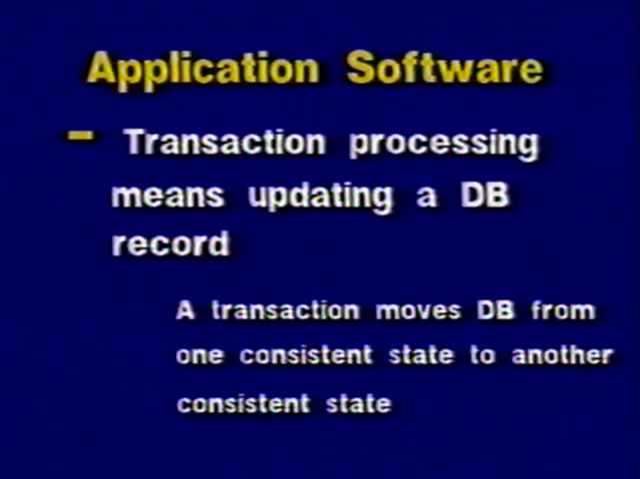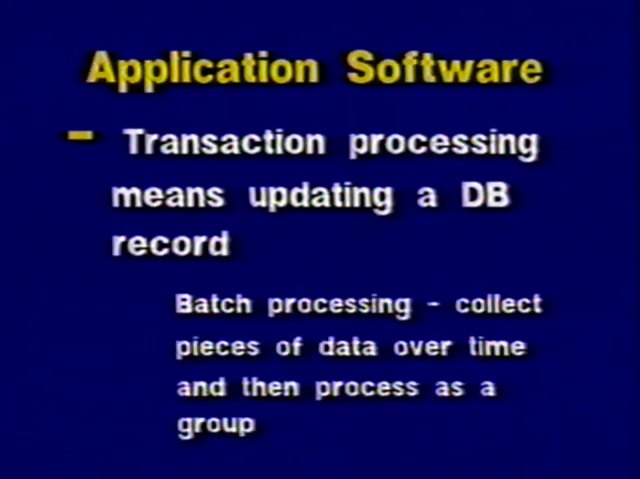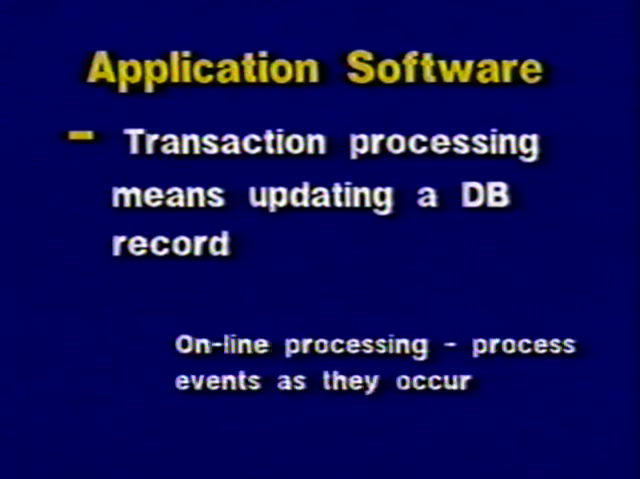Now there are 2 ways to update records in a database management system, and both of them are used on a local area network. The first one is called batch processing. Batch processing collects pieces of data over time and then processes the data as a group. So in essence, batch processing will queue up the commands, and when it has enough commands, it'll execute all those commands one after another, but execute them as a group. The alternative way to process database records is called online processing. And in this case, we process events as they occur.